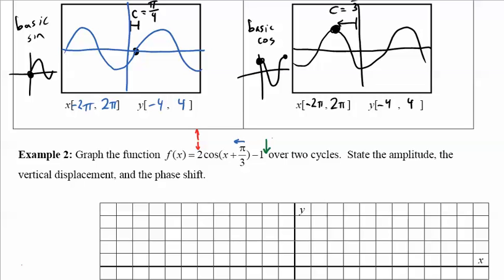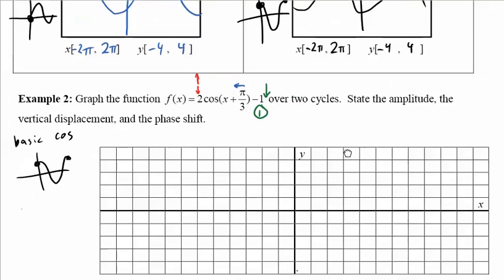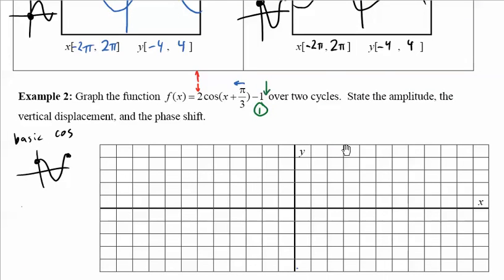So the basic cosine graph looks like this. We're going to take that basic shape and expand it 2 times in the y direction, move it pi over 3 units to the left, and down 1. Now if you want to graph this, usually what I do is I start by graphing the vertical displacement. So I'm just going to graph that because that's the middle line of the graph. So that's going to be where we cross the middle, right at negative 1.